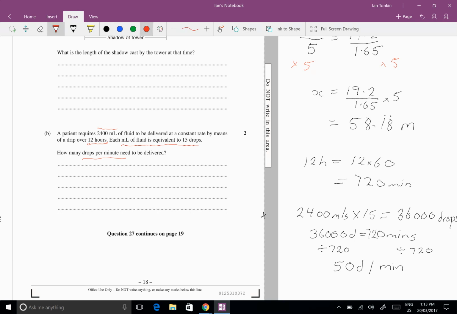So let's have a look at what we did again. We converted 12 hours to 720 minutes. We converted 2,400 mils to 36,000 drops. 36,000 drops in 720 minutes, that's 50 drops a minute.